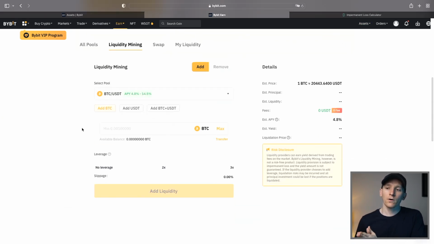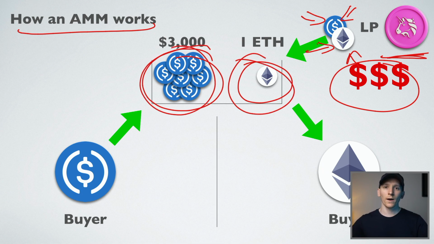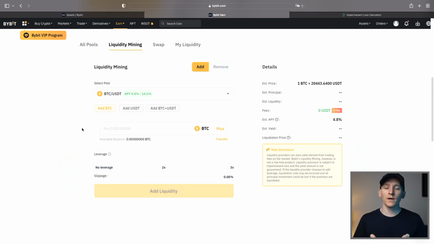Now, because we're using an automated market maker here, we need to put both assets into the pool. An AMM, you need both assets, right? So you can't just put one in. You need to have both in the ratio that they are in the pool, because there's a quote between them, right? One BTC right now is about 20,000 US dollars. So if you wanted to put one BTC in, you'd need to match it with 20K US dollar Tether. But it's just a ratio.